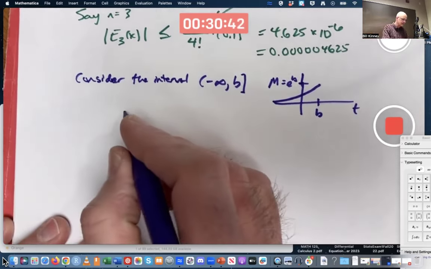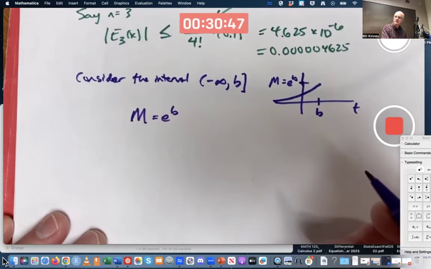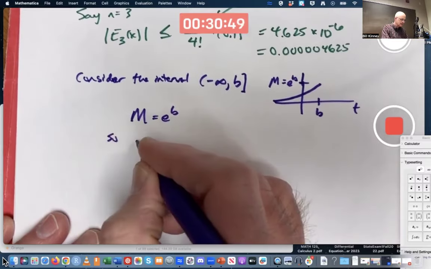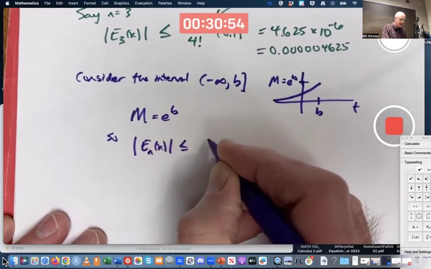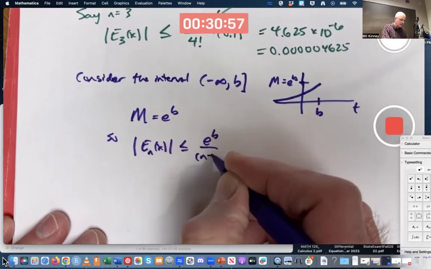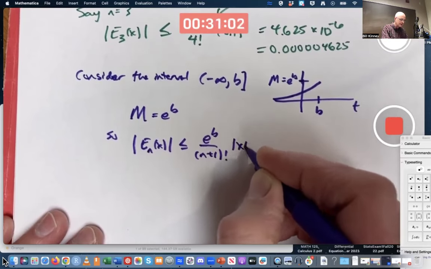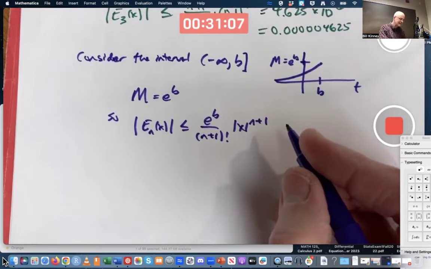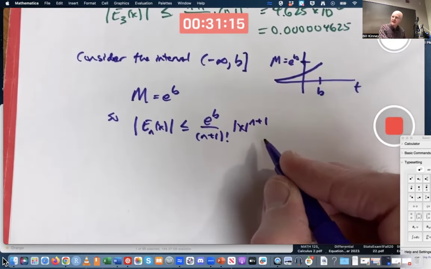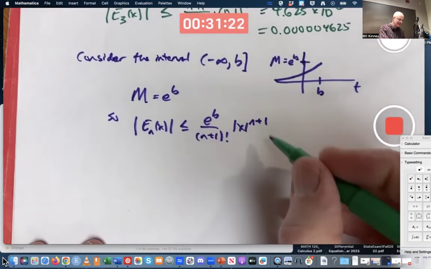Over this interval, capital M is e to the b, which is a fixed number. So the absolute value of the error is less than or equal to M, e to the b, over (n plus 1) factorial, times the absolute value of x to the n plus 1. But the absolute value of x is a constant. You want to think of x as a constant here as well. The only thing that's a variable is n.